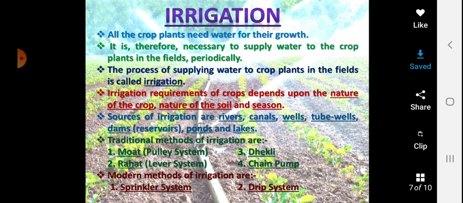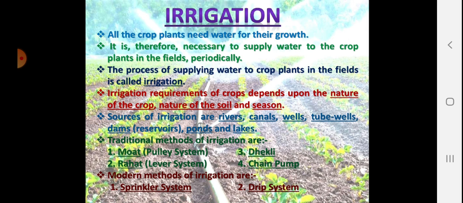So first, you know what is irrigation. So the question can be like, what is irrigation, and explain its modern as well as traditional ways of irrigation. So you can answer like, all the crops and plants need water for their growth, so the necessary supply of water to the crop plants in the field periodically is known as irrigation.